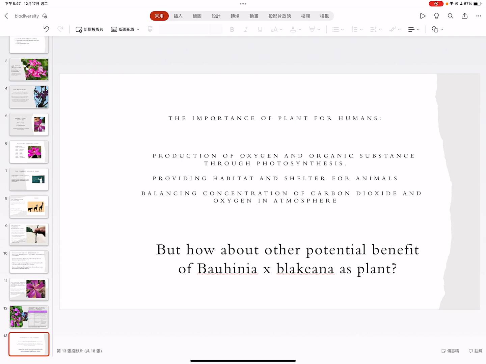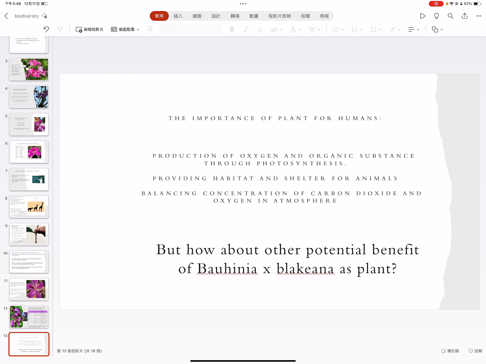It can produce oxygen and organic substances through photosynthesis, and it also can balance the concentration of carbon dioxide and oxygen in the atmosphere. Not only that, but it can also provide habitat and shelter for animals. What are the benefits? It can provide food sources and breeding grounds for other organisms, which will attract many other species to settle there.